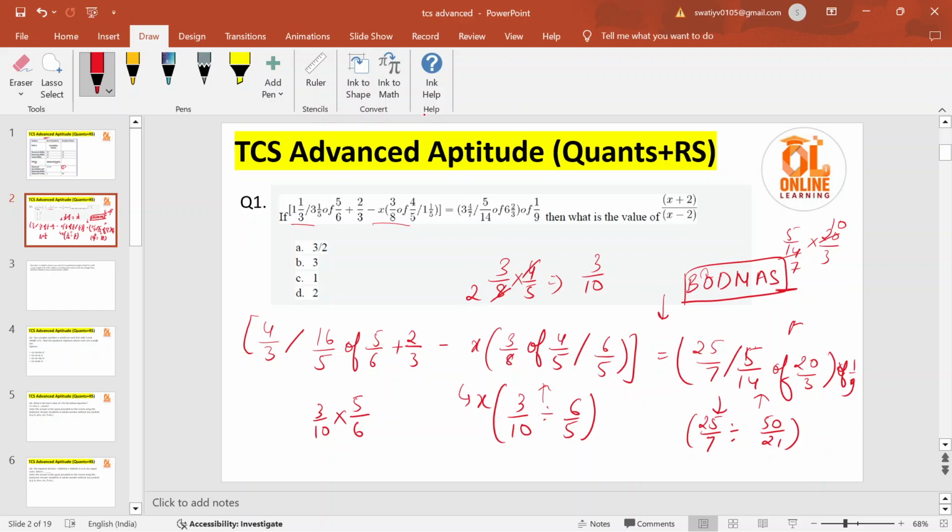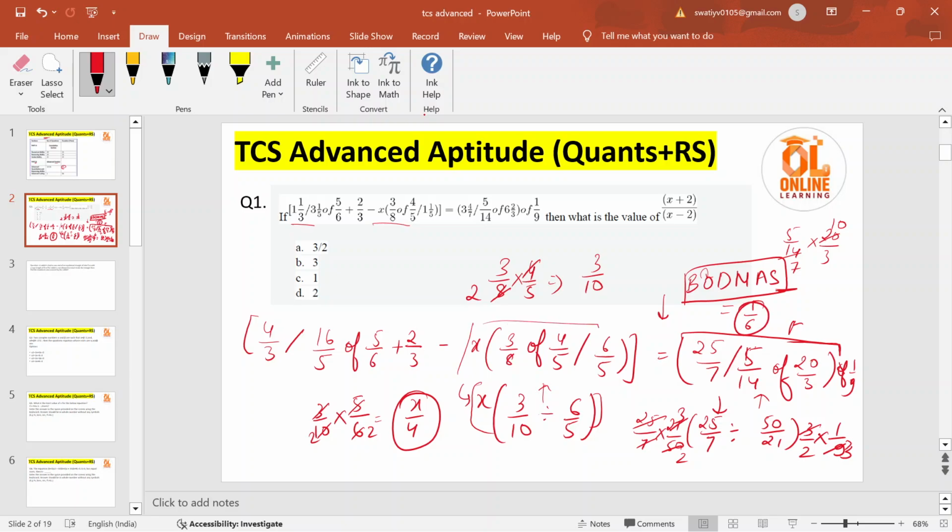Now 3 by 10 into 5 by 6. This is 2 times, and this is also 2 times, so this complete part becomes 1 by 4. What about this, 25 by 7 multiplied by 21 by 50? This is 3 times and this is 2 times, so this is 3 by 2. One thing more, the of is present here, so we'll write it over here only. This is 3 times, 3 times, so the complete part after the equals to, that is your RHS, becomes 1 by 6. So your RHS is 1 by 6.